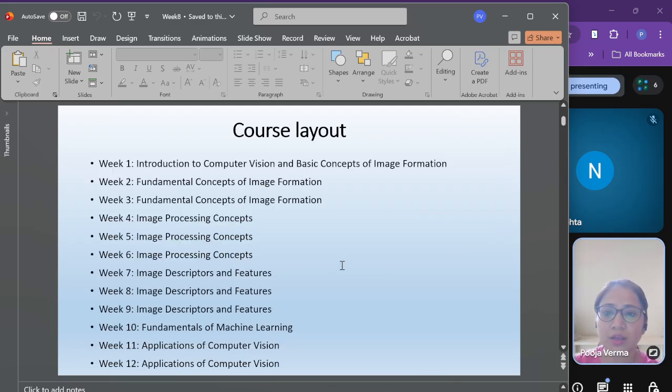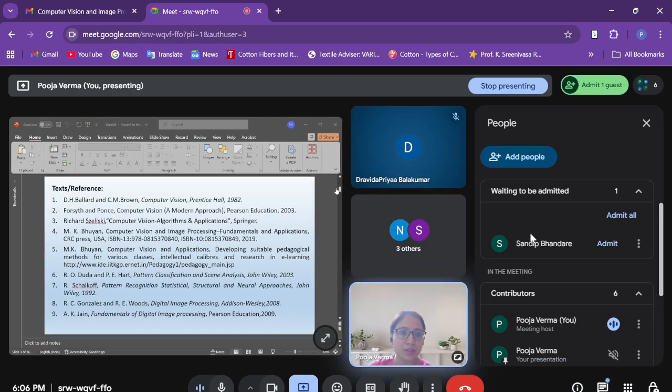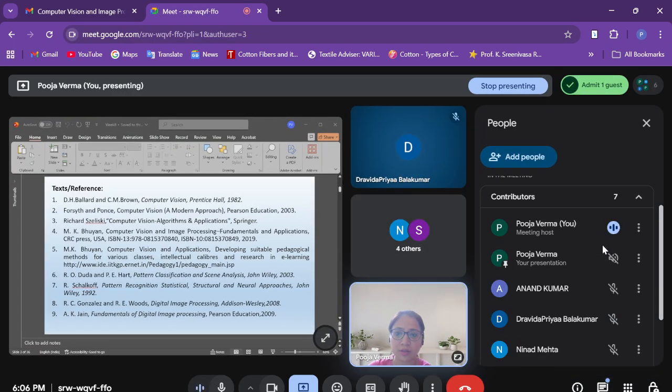So this is week 8. Again, we will solve some problems based on image descriptors and features. And these are the textbook and web pages. I hope all of you are following this.